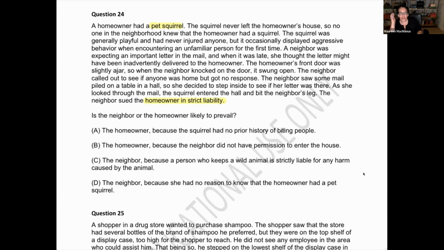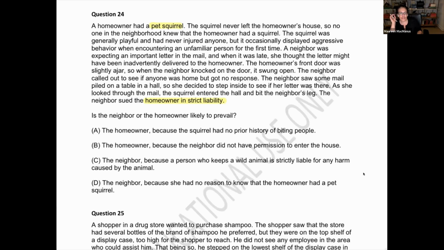The neighbor saw some mail piled on a table in a hall, so she decided to step inside, trespassing, to see if her letter was there. As she looked through the mail, the squirrel entered the hall and bit the neighbor's leg. The neighbor sued the homeowner in strict liability. So is the neighbor or the homeowner likely to prevail?